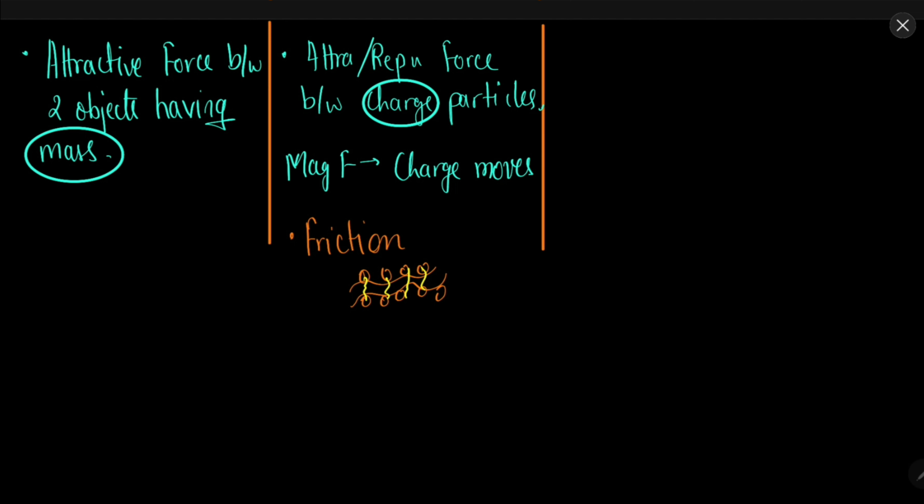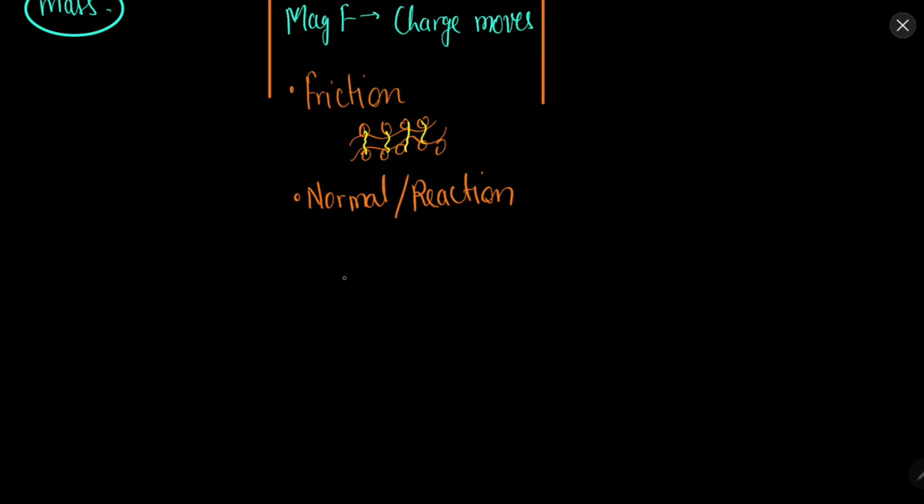Another example is the normal force. What is the normal force or the reaction force? Whenever you are sitting on something, let's say there is one object sitting on a table. On this object there is one force, that is gravity, acting downward. If there was only this force, the object would have fallen down, but because it is stationary, there must be some force acting upward as well, and that force is called the normal or reaction force.